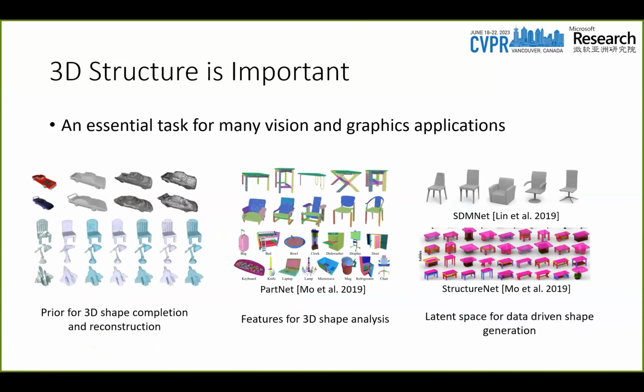In shape completion and reconstruction, the learned shape structure acts as a prior to map incomplete, noisy observations to complete 3D shapes. In 3D analysis and understanding, shown in the middle, the 3D shape structures provide robust features that are independent of the shape details. For geometry modeling, the shape structure provides an efficient way for users to generate and edit 3D shapes.